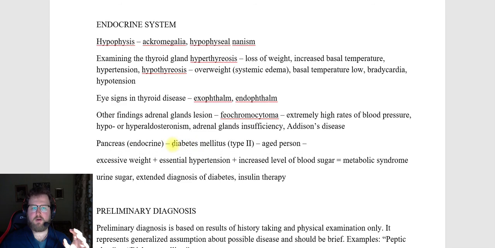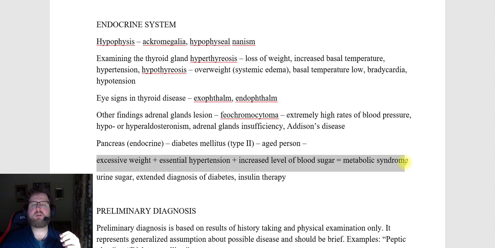We remember that young people or children with increased levels of blood sugar usually tend to have type 1 diabetes mellitus, and if we see an aged person with excessive weight, essential hypertension, and increased level of blood sugar, we know that these people have metabolic syndrome, and a very large part of them has underdiagnosed type 2 diabetes mellitus.